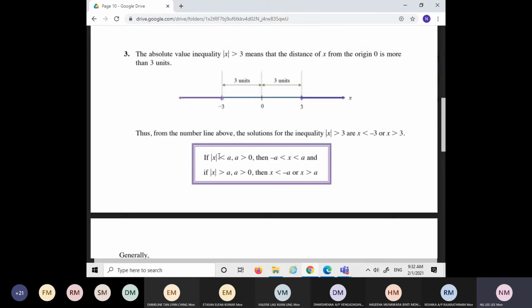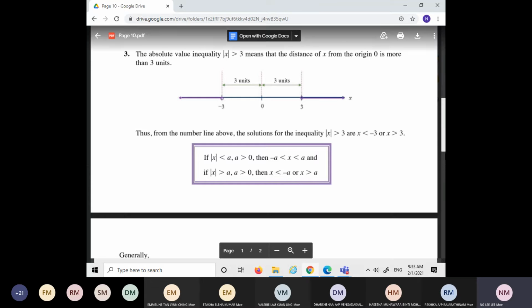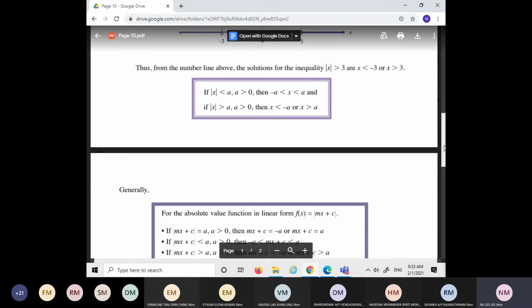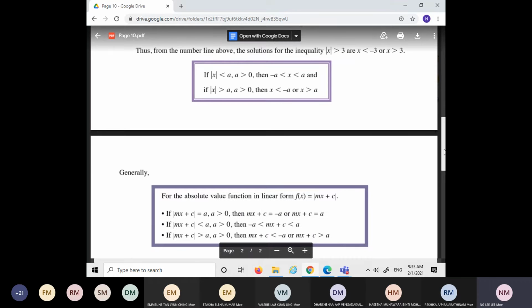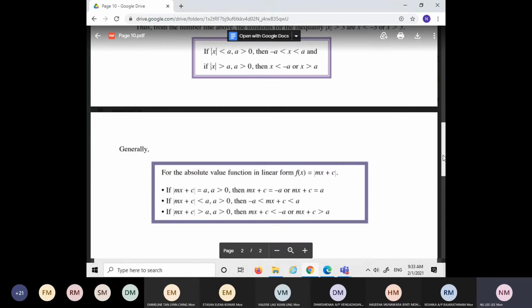When modulus x is smaller than a, your x is in between negative a and a. If modulus x is greater than a, then your answer will be x is smaller than negative a or x is bigger than a. Okay, so another generalization.